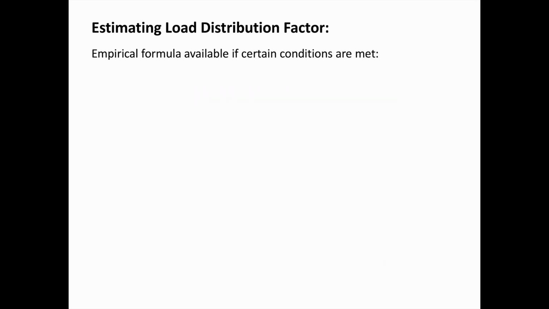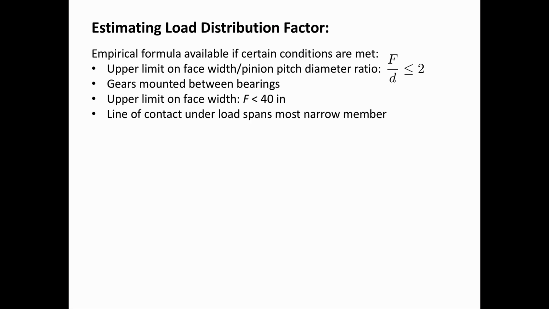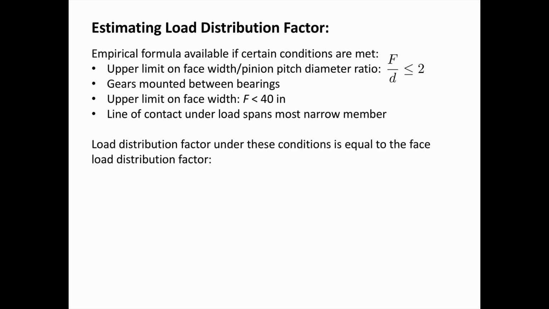There's an empirical formula available if certain conditions are met. If the ratio between the face width and the pinion pitch diameter is less than 2, we can use the following formula. Also, we are assuming that gears are mounted between bearings as opposed to on a cantilever section on a shaft. There's an upper limit on what the face width can be for this formula to work. And the line of contact, when under load, must span the entire width of the most narrow member, whether that's the pinion or the gear.